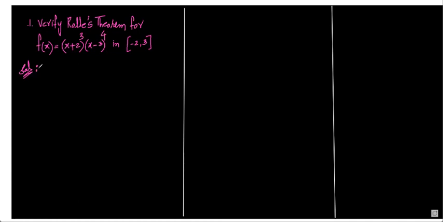First, condition number one: we have to check whether f(x) is continuous or not. As I said before, for the continuity condition, just imagine this is your coordinate axis, and the point -2 lies here. Suppose this is -2, this is 1 unit, 2 units, and here it is 3 units. This is the point -2, and this is the point +3.